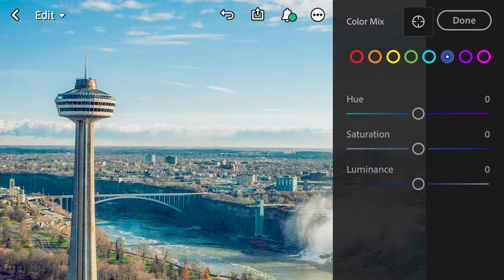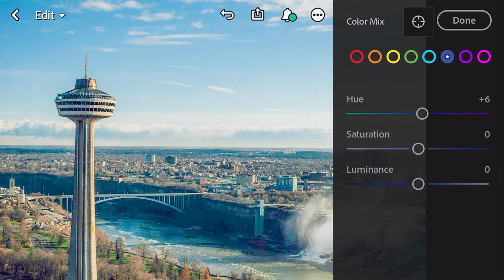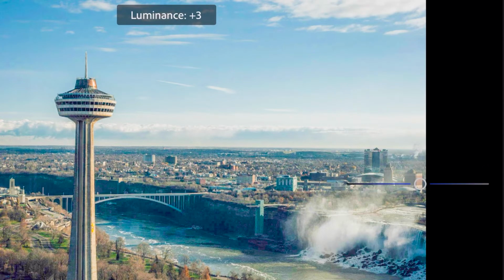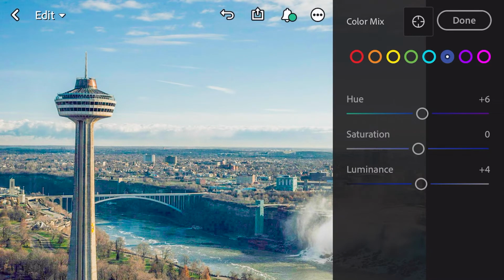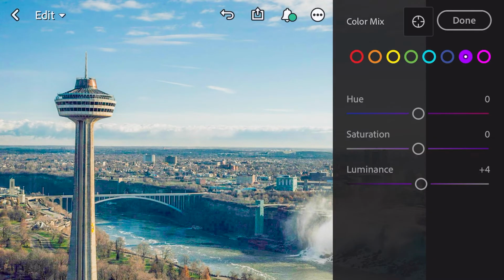Go to blue. Hue plus 6. Luminance plus 4. Go to purple. Luminance plus 4. And done.